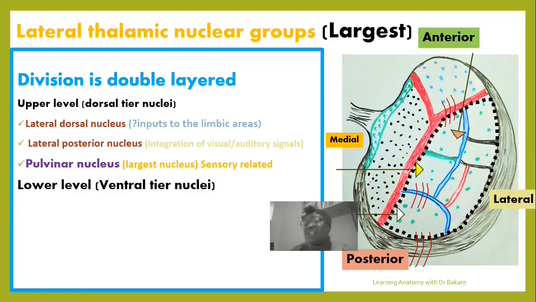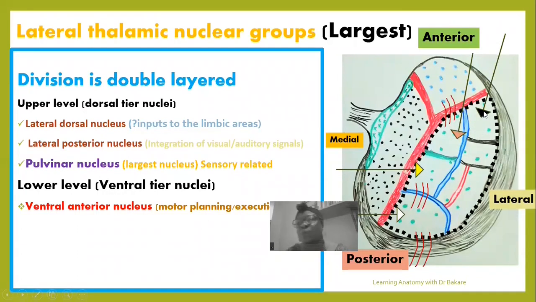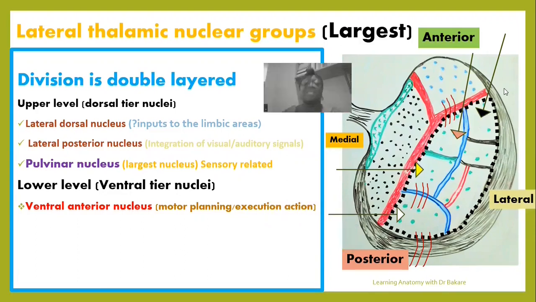So for the ventral nuclear group, which of course are located at the inferior part, the first one that we have is the ventral anterior nucleus here that is arrowed here in black. It is ventral because we say that the ventral collection are located at the inferior part, and it is anterior because it is the most anterior part. So if you try to establish how these names are staged, you will be able to understand the specific positions of these nuclei. It is responsible for motor planning and execution.